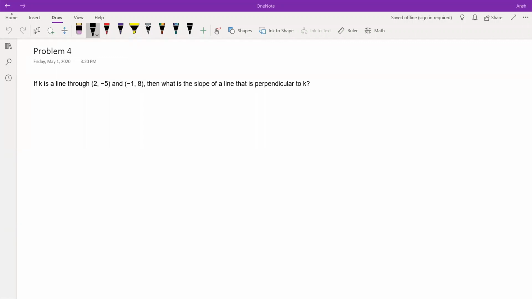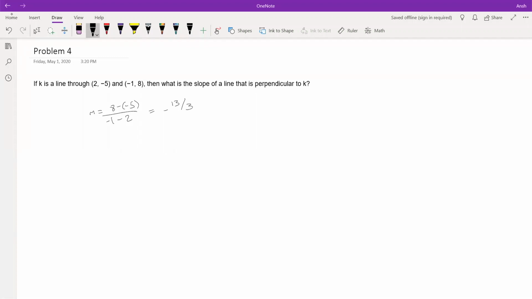So we know that the slope of K, which we'll call M, is M equals (8 minus -5) over (-1 minus 2). This gives us a slope of -13 over 3. And as some of you realize, the answer would be 3 over 13.